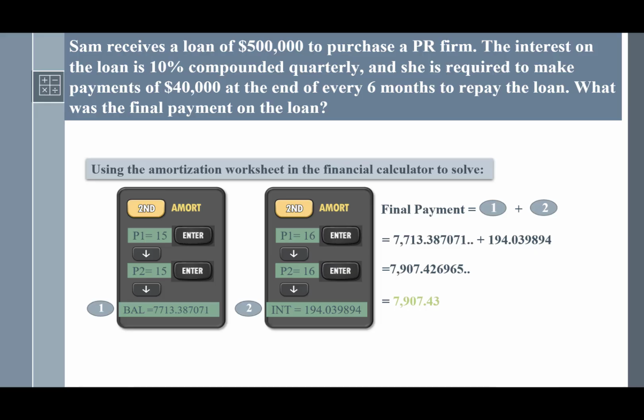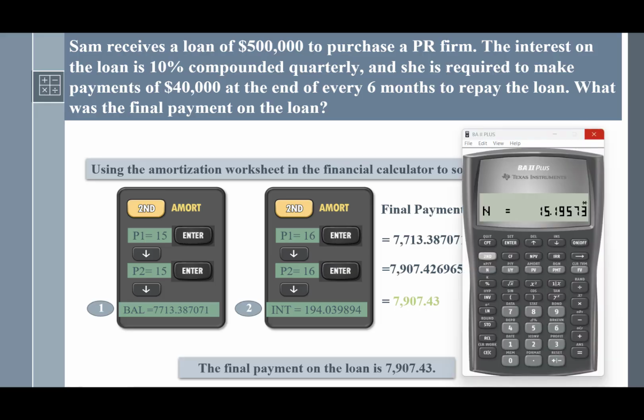Let's grab the calculator and find the result. Okay, so I entered the values in the compound interest worksheet. We got N as 15.19573. So now we're going to go to second amortization, and I'm going to enter 15 for P1, also 15 for P2, and I'm just going to get the balance out of that.